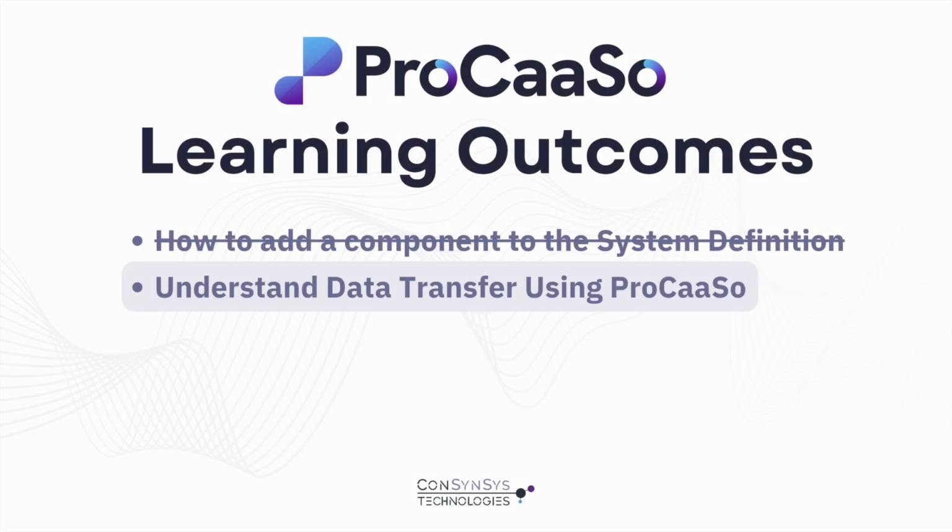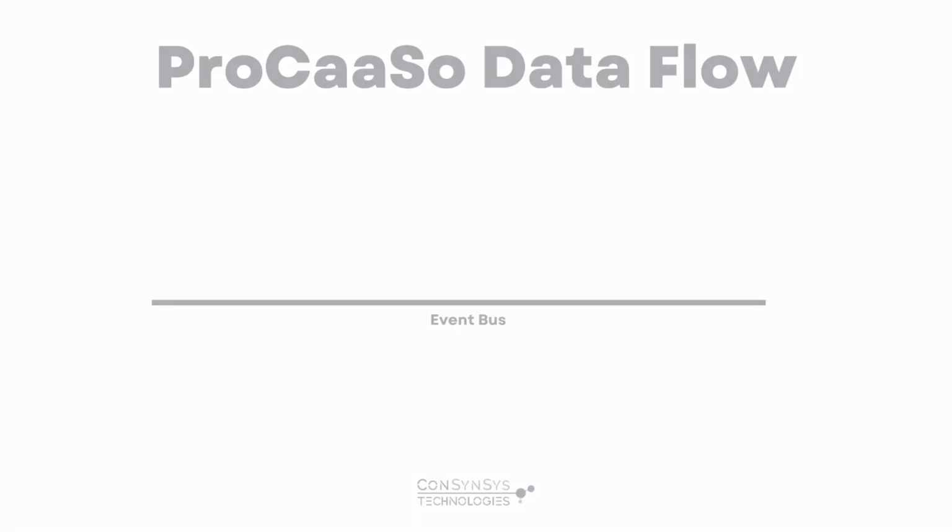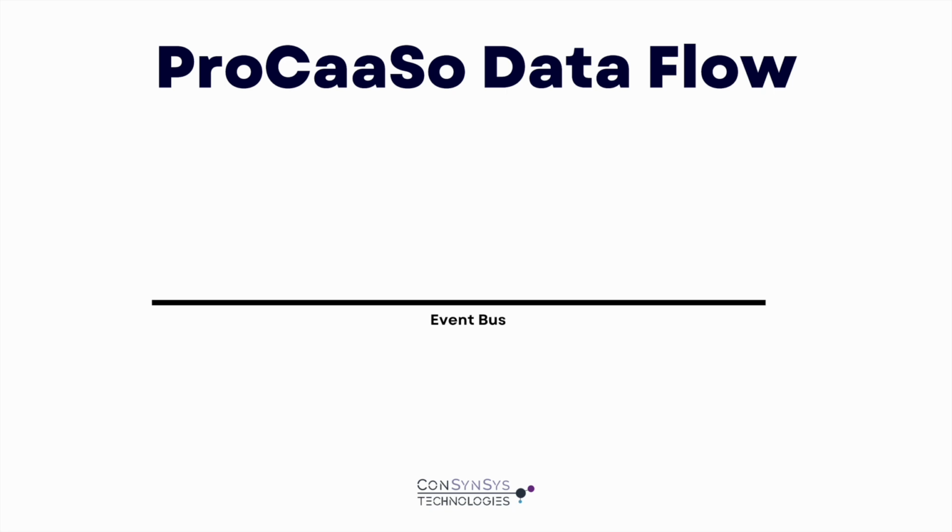Let's transition now to how data flows within ProCaaSo. The event bus serves as the backbone of our architecture, ensuring that data is shared in real time and that any updates to attributes are propagated instantly across the platform.